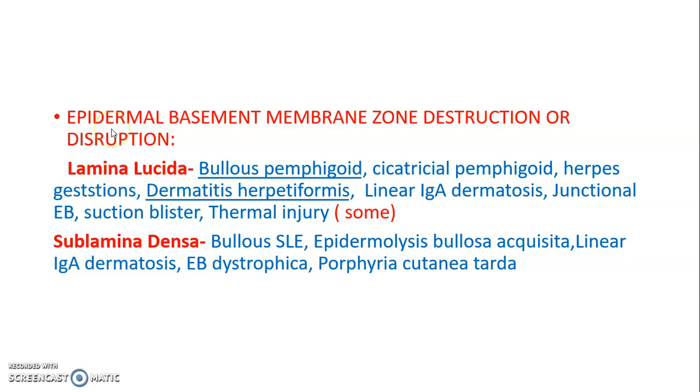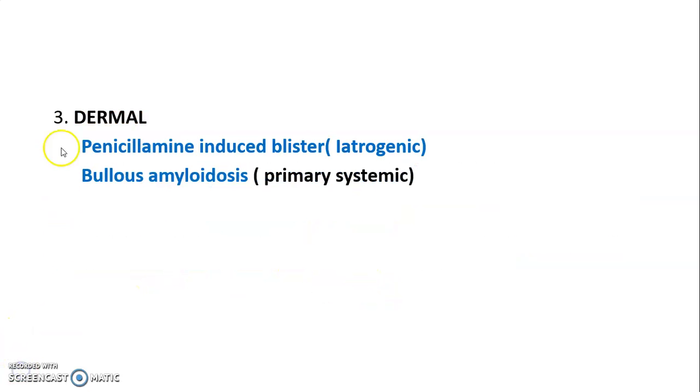If blisters are formed due to epidermal basement membrane zone destruction, then the causes are bullous pemphigoid, dermatitis herpetiformis, linear IgA dermatosis, junctional epidermolysis bullosa, suction blisters, thermal injury, bullous SLE, epidermolysis bullosa acquisita, linear IgA dermatosis, and porphyria. The dermal blisters are seen in penicillamine-induced blisters and bullous amyloidosis.